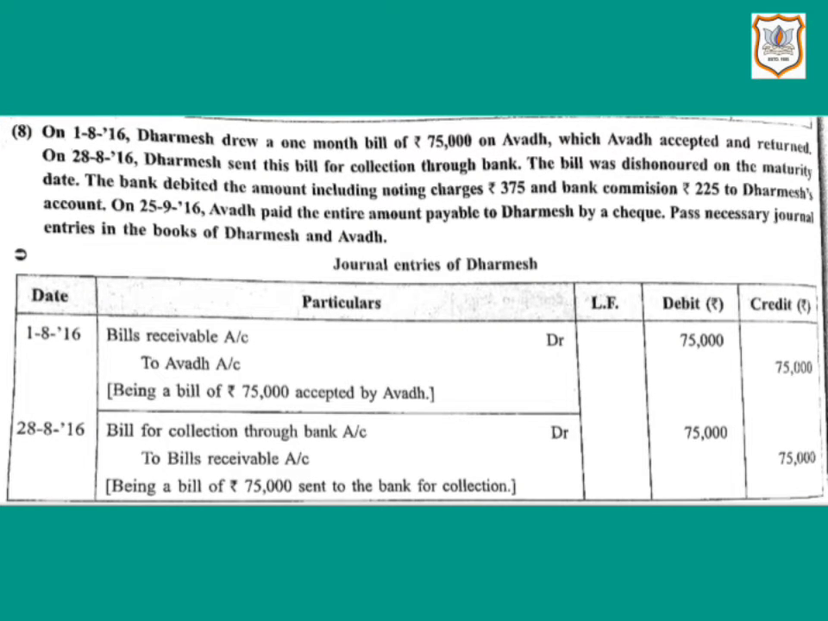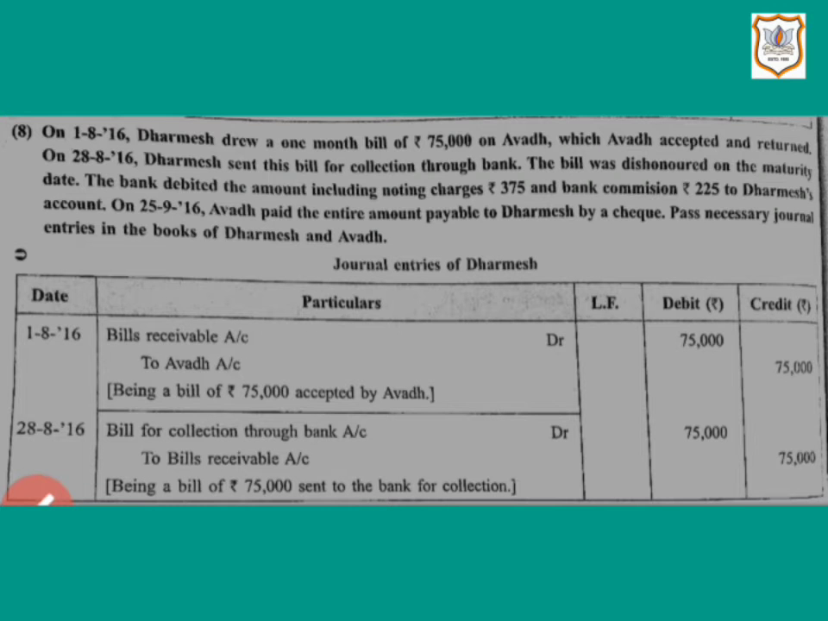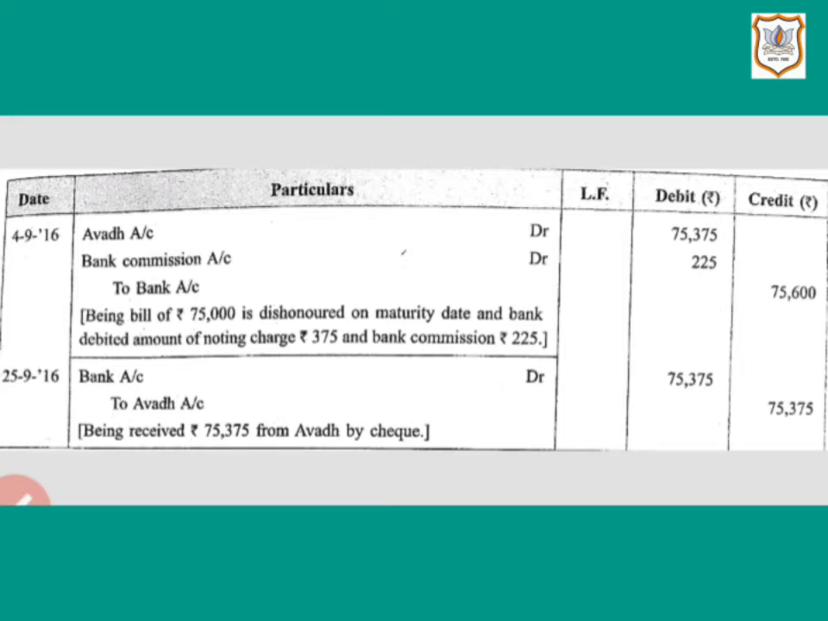Now let us see next. Further it is given that the bank debited the amount including noting charges rupees 375 and bank commission rupees 225 to Dharmesh's account. On 25th September 2016, Awadh paid the entire amount payable to Dharmesh by a check. Let us see the journal entry in the books of the drawer. First we will find out the maturity date. The bill was drawn on 1st August 2016 and the credit period was 1 month, so this period will end on 1st September 2016, and by adding 3 days of grace, our maturity date would be 4th September 2016.